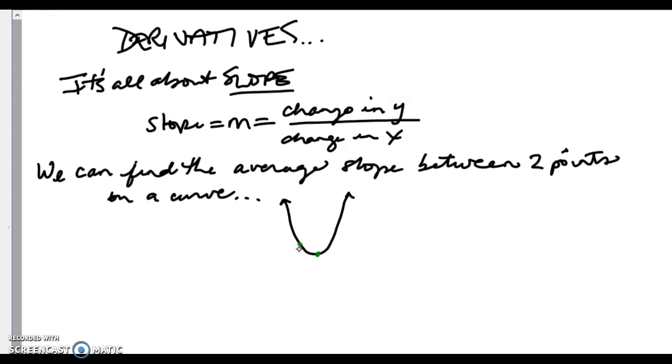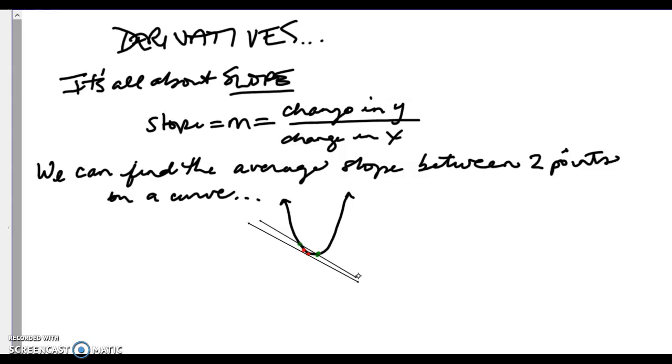So if I want to find the average slope of that curve between those 2 points, I could connect it with a line like that, and then I could calculate the slope of the change in y between those points and the change in the x. We've done that before. And so that's an average of the slope of that curve. If I would make those points even closer together, it would be more of a true average.